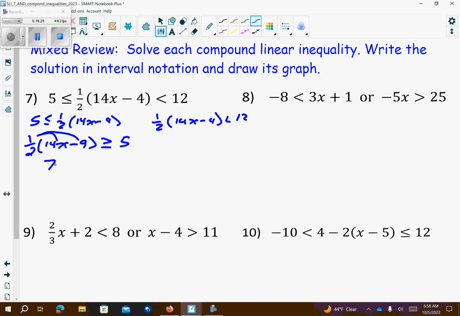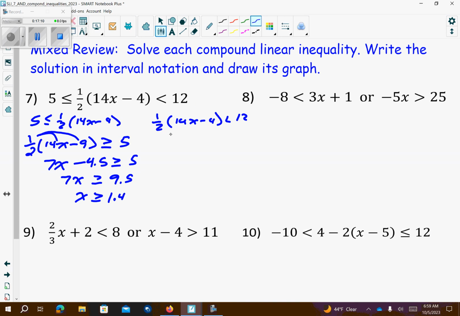Let's go half of each of those. Half of 14 is 7, so I bring the x, and half of 9, if I go 9 divided by 2, I'm going to get negative 4.5 in this case. Okay, so I'm going to add 4.5 to both sides. So that's going to give me 9.5. And then we're going to divide both sides by 7. 9.5 divided by 7 is going to come out to, as a decimal, about 1.4 rounded up. It looks like 1.357.